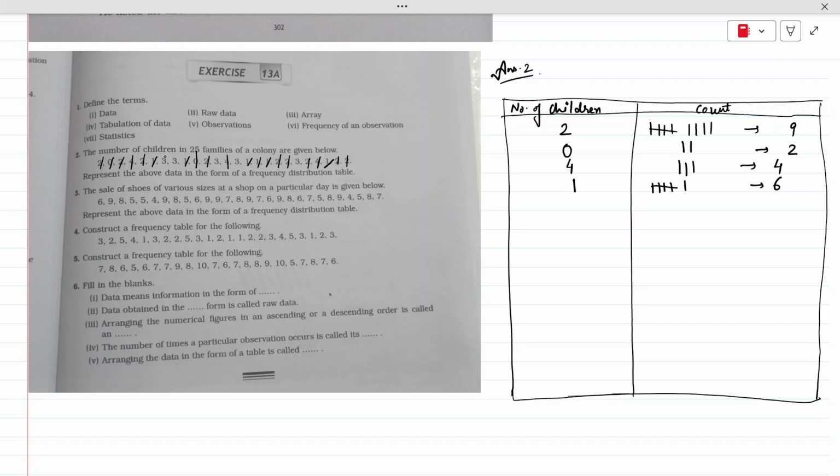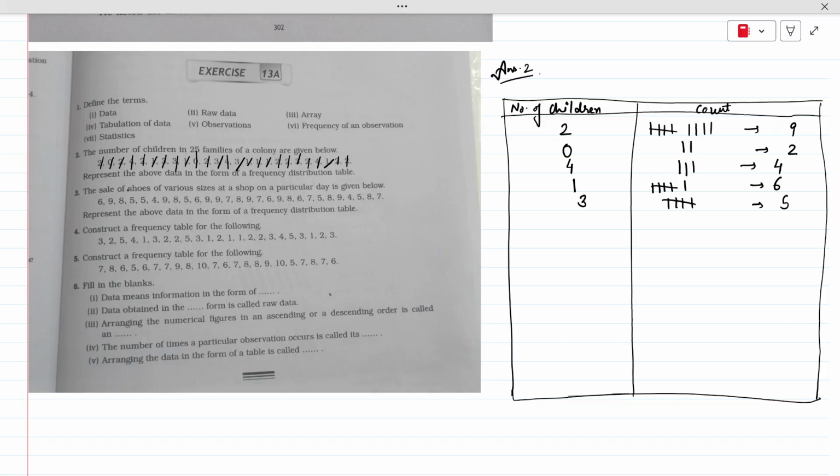The last one we have is 3. 1, 2, 3, 4, 5. So 3 is coming 5 times. We have 5 here. So this is the data representation. But we can also, kids, arrange them in ascending order and find out. I can also write this table as 0, 1, 2, 3, 4 and then the numbers. However you feel comfortable, you can do this.